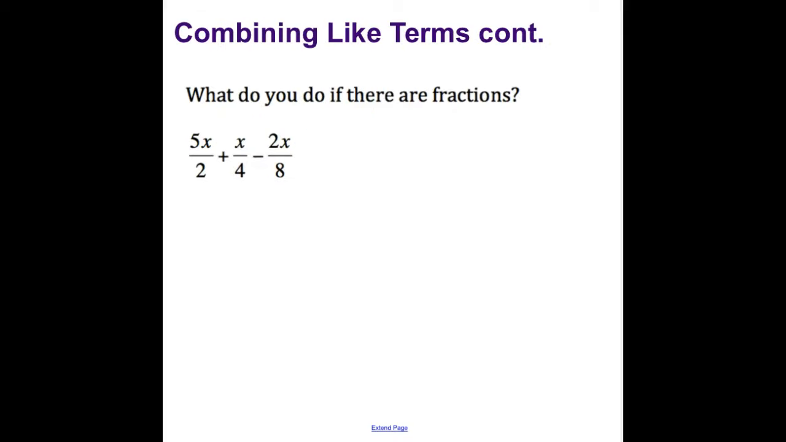The last thing we need to do for combining like terms is what do you do if there are fractions? And this year you will be dealing with a lot of fractions to add some rigor to our problems. Remember, you always want to find common denominators. So you look at the denominators, you have 2, 4, and 8. You want to think about multiples that 2, 4, and 8 all have in common. Luckily for us, 4 goes into 8 and 2 goes into 8.